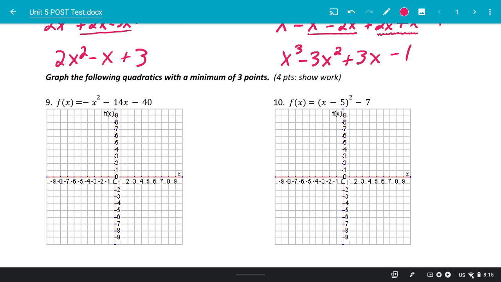Number 9 and 10 says graph the following quadratics with a minimum of 3 points. Now, there's a couple ways to do this. Okay. I don't know which way you necessarily want to go.